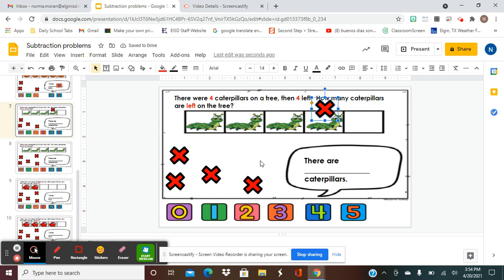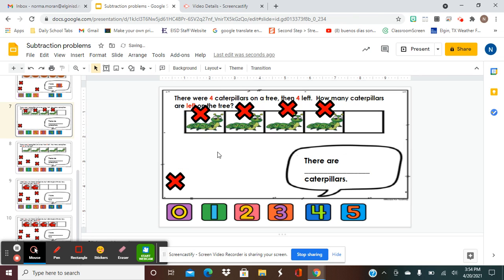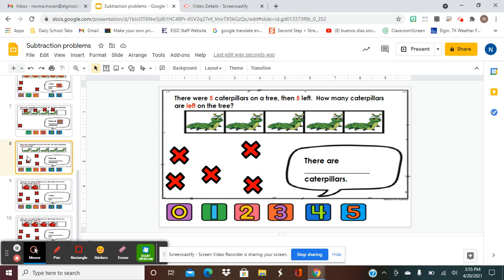Okay, so 4 of them left. 1, 2, 3, and 4. So 4 left. How many caterpillars do I have left on the tree? So right now, they all left. So I don't have any left in the tree. So what number is it when you don't have anything on the tree? Or if you don't have anything at all? What number is it? That's number 0. So we're going to grab number 0 and put it right here. And our answer is going to be, there are 0 caterpillars. Good job.